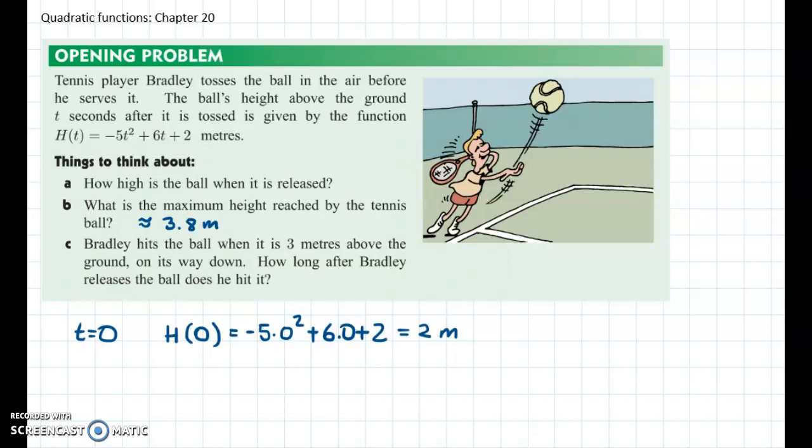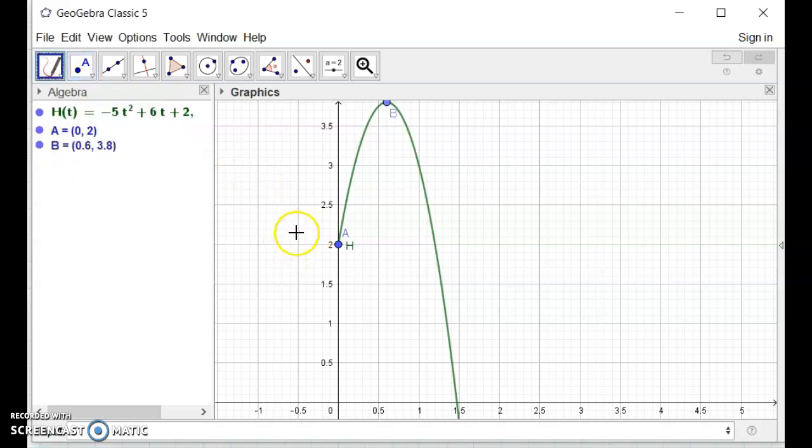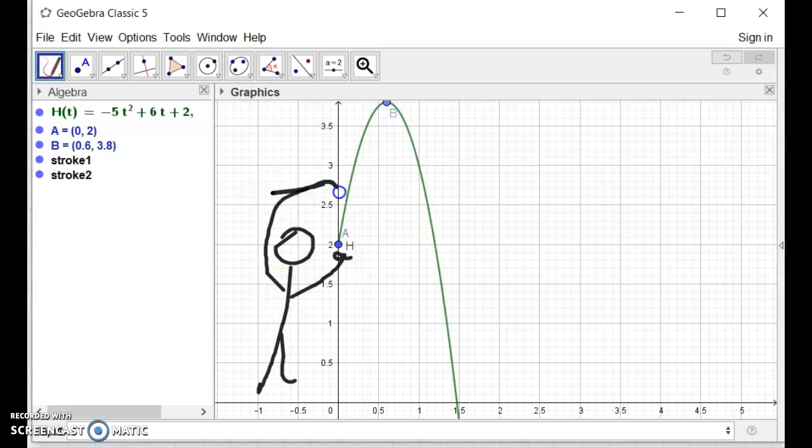Now let's go to the last part of the question. It says that Bradley hits a ball when it is 3 meters above the ground on its way down. And we want to know how long after he releases the ball he hits it. So let me add over here the picture of our tennis player. So he is tossing the ball, and then when the ball is 3 meters above the ground, he's going to hit it.